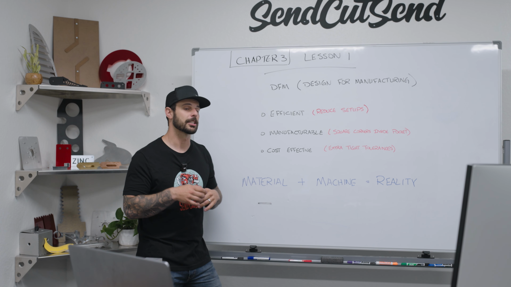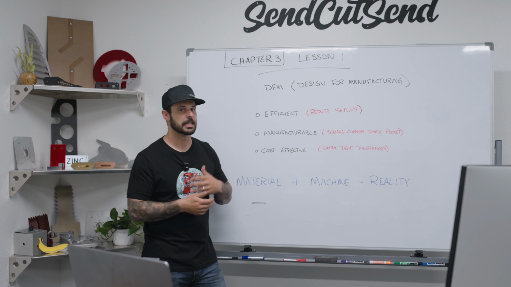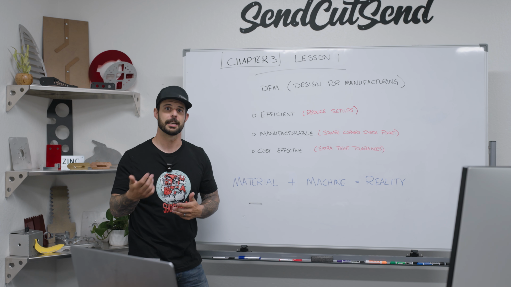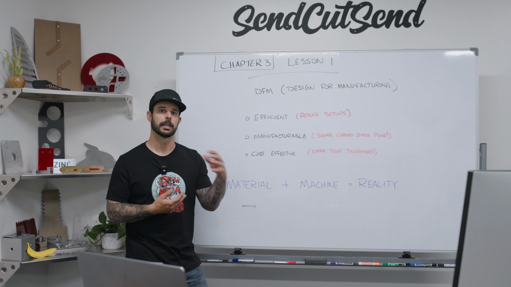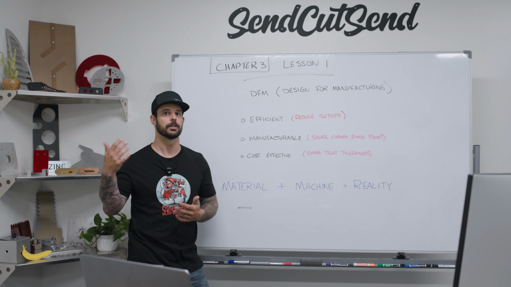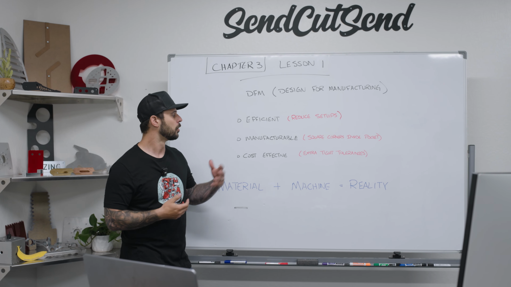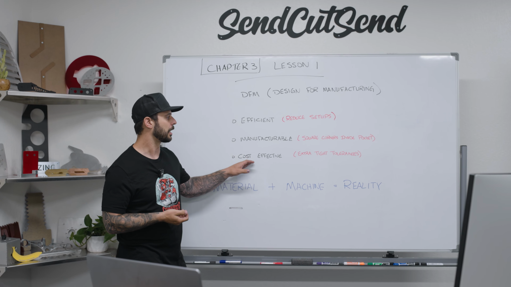The next one is cost effectiveness. There are a couple different aspects of this. One example is, am I picking the right material? Do I need to have stainless steel, or can I get away with aluminum? Stainless steel is a much more expensive material. So what do I actually need for my design?